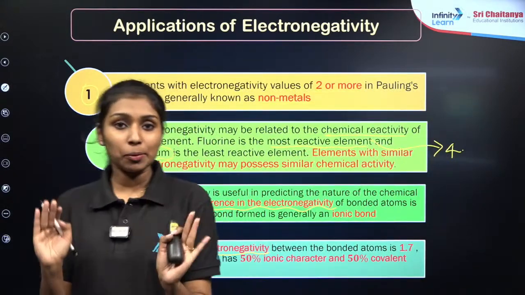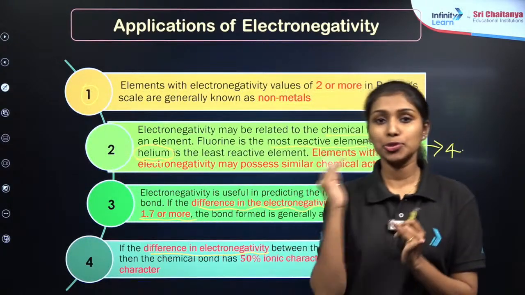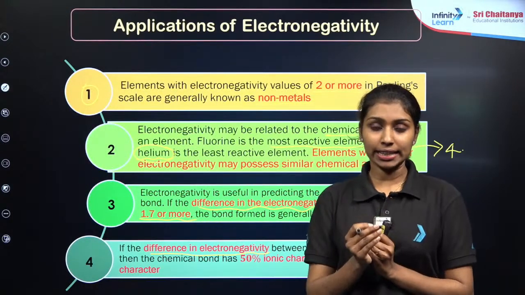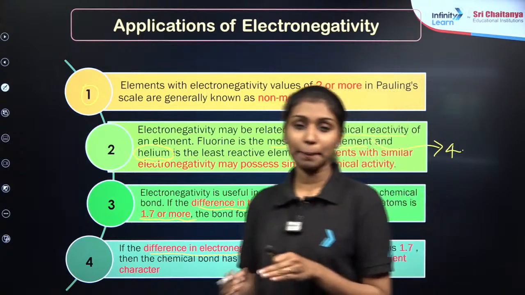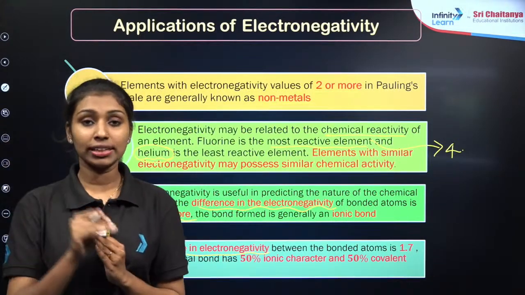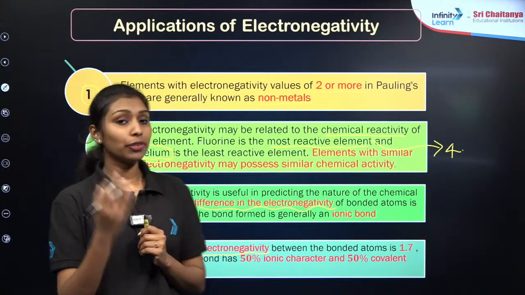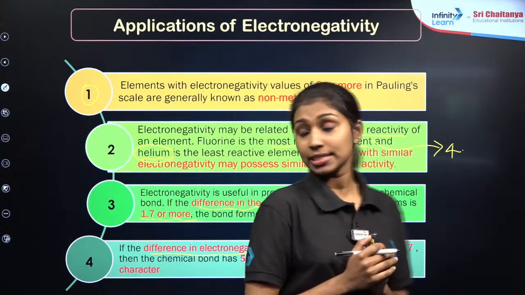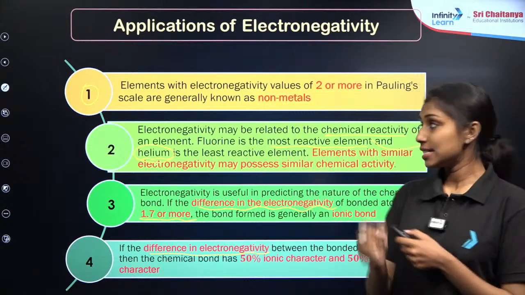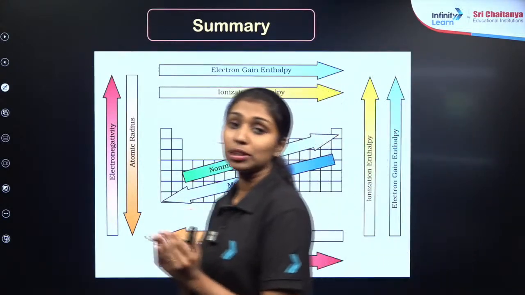So far we have discussed all the properties, right? Starting from the atomic radii, then we moved to the metallic as well as non-metallic character. Finally, we moved to the ionization enthalpy, electron gain enthalpy, and today in this session, we have covered electronegativity as well as electron affinity of the periodic table. I'm just giving a whole summary of what we have covered about the periodic trends.